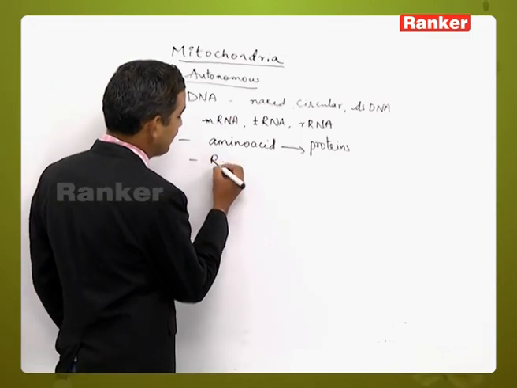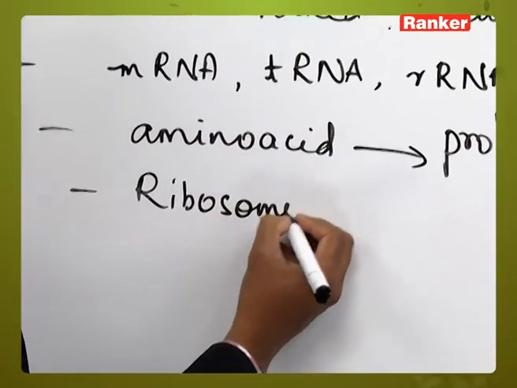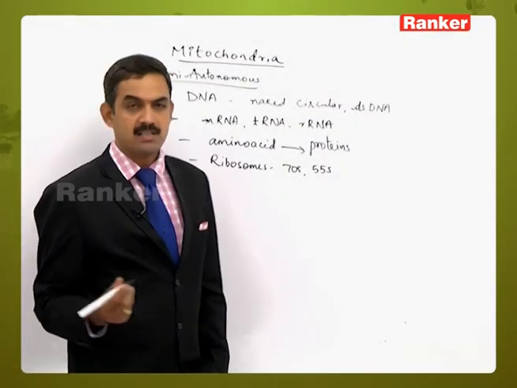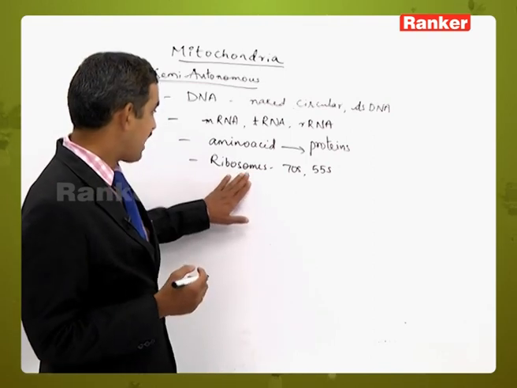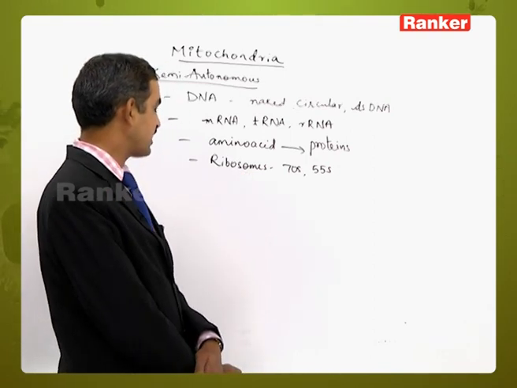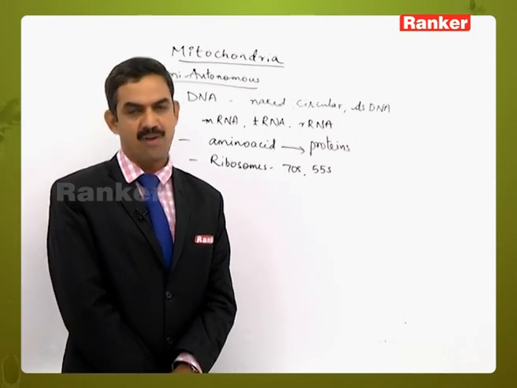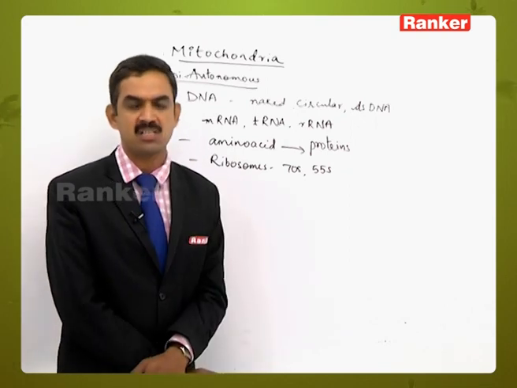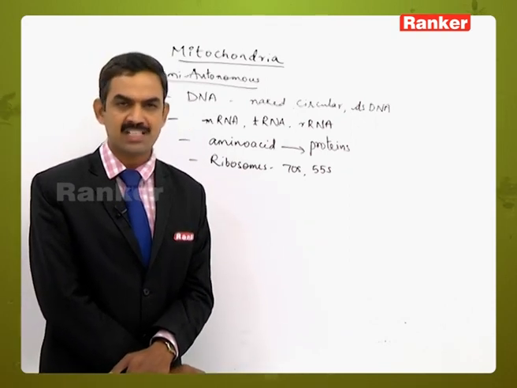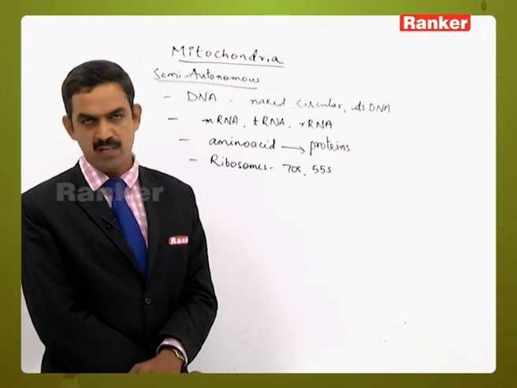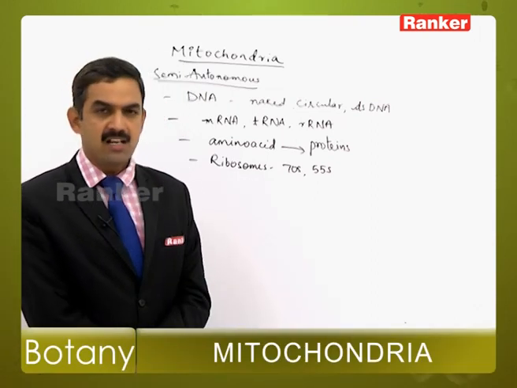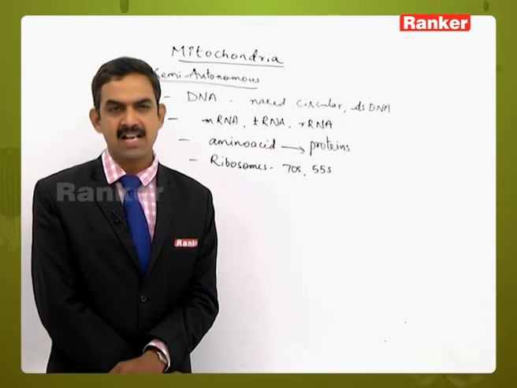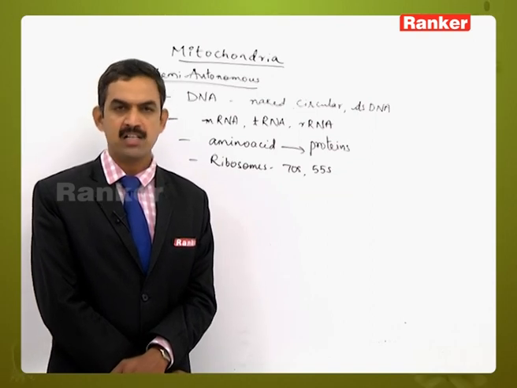Then they also contain ribosomes, either 70S type or 55S type. We said that ribosomes are concerned with the synthesis of proteins because they are the protein factories. The presence of naked circular double stranded DNA and ribosomes is a characteristic feature of prokaryotes, which is exhibited by the mitochondria. As they are similar to a prokaryotic cell, we can also call mitochondria a prokaryotic cell within a eukaryotic cell.